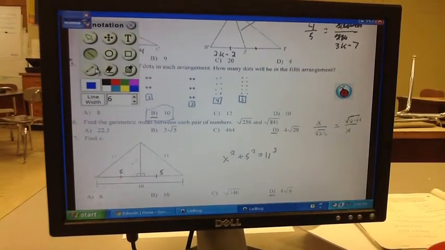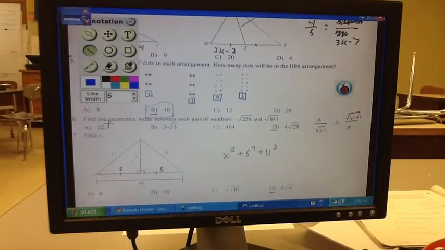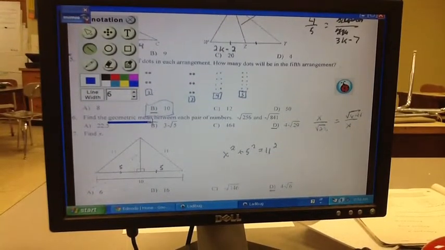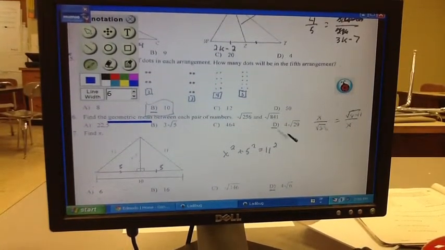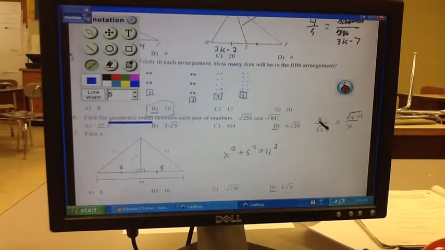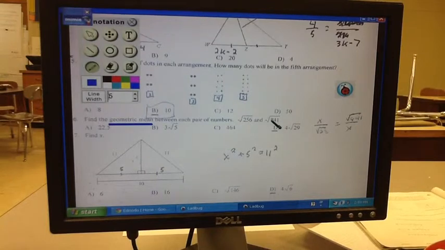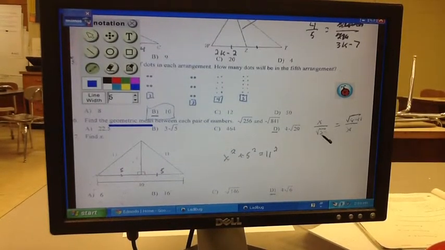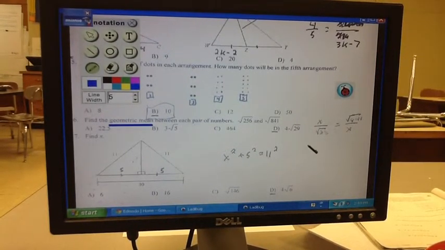Alright. Looking at number 36, geometric mean. Remember when we talk about geometric mean, our x's are across from each other. Both x's here are across from each other, and I plug those two in, multiply them. That number times that number. x times x is that x squared.